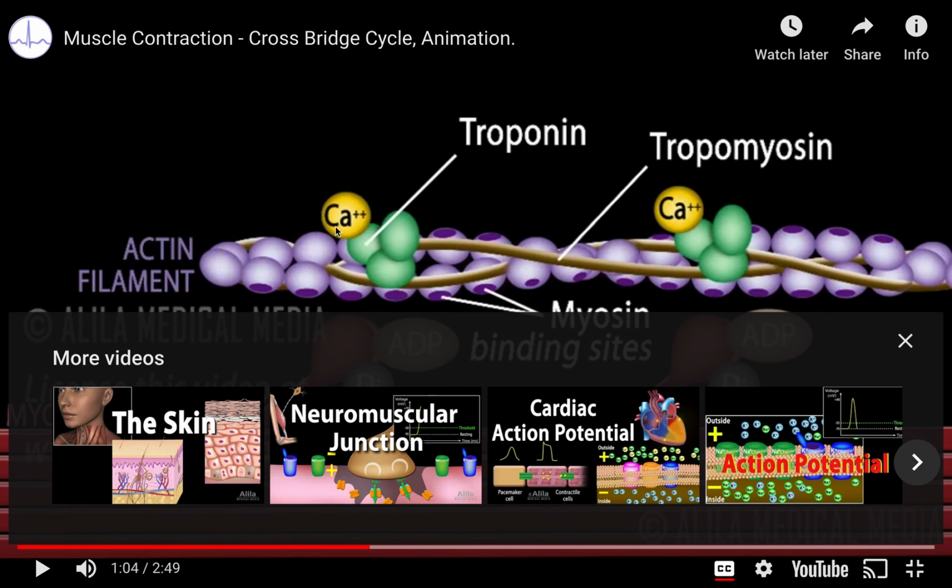So, without calcium, the actin will not turn, and it will not be able to accept the myosin, which is necessary for it to contract.